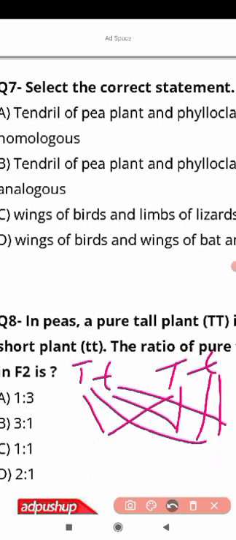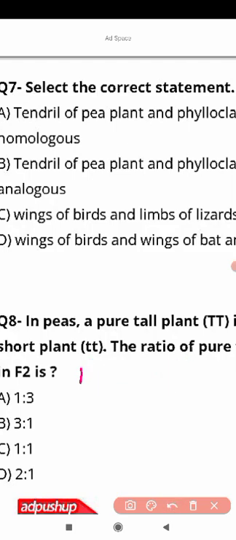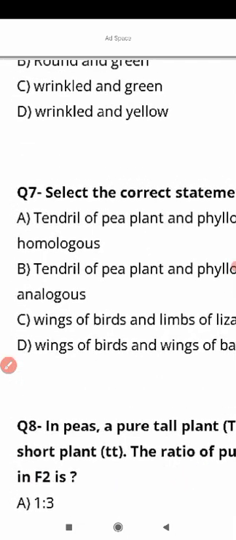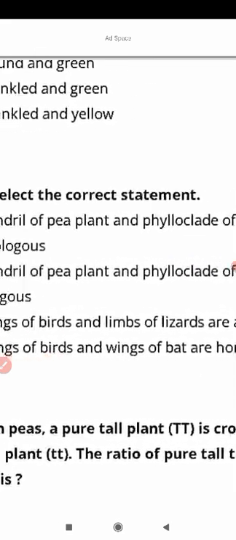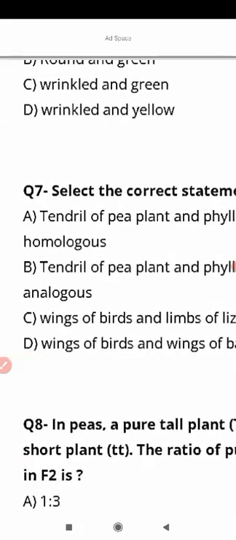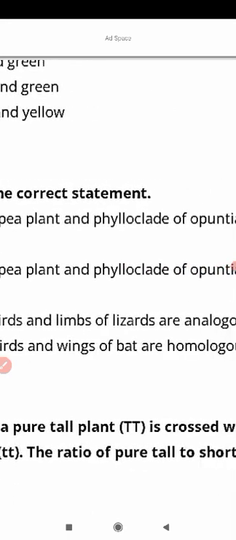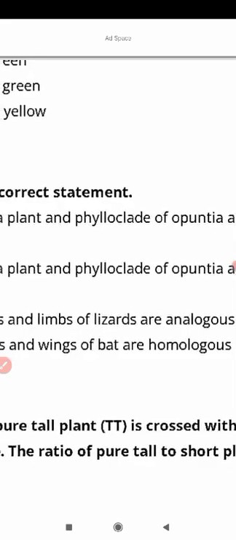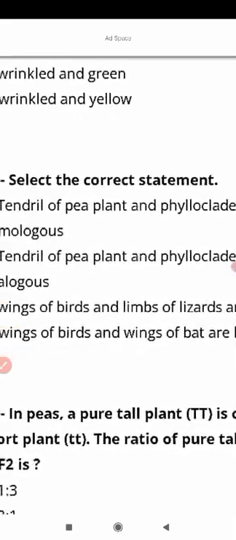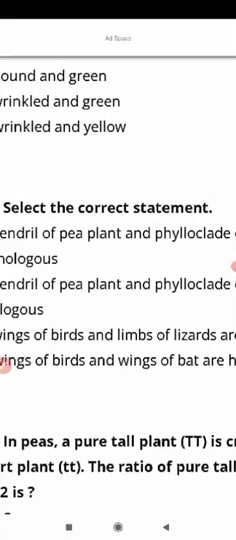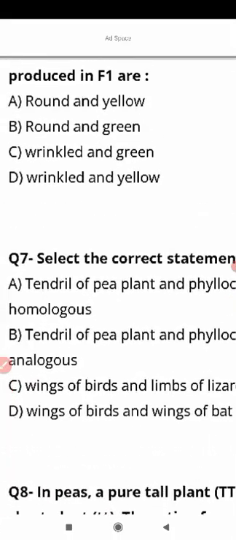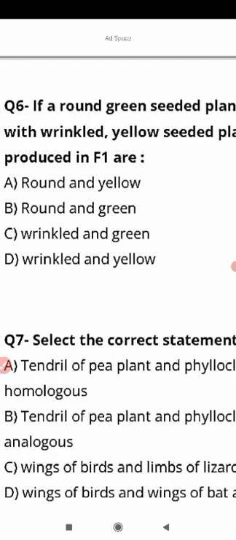And now come to the next, that here, wings of the bird and wings of the bat are homologous. Why is it so? It is so because the forelimb gets modified into wings in the birds, as well as the forelimb gets modified into wings in bat. So the forelimbs are homologous organs, and they are for the same function.